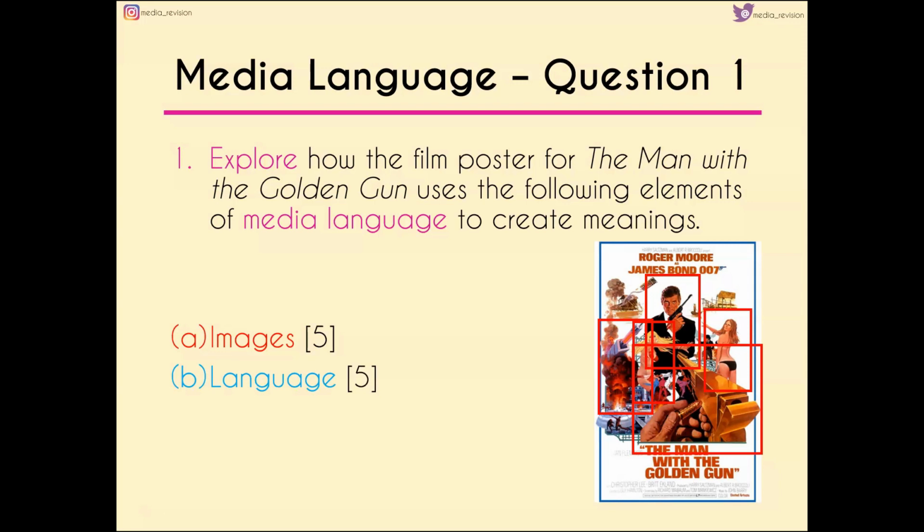Language. Now they actually changed the way that this question was worded in the exam last year. So instead of just being language, it actually said text/written language, because what they want you to do is to focus on individual words and phrases, much the same as an English exam, whereby we would comment on perhaps Roger Moore, Bond, the word man or the word golden, and think about what those might suggest. And then the layout and design, so the overall look and feel of this particular poster.